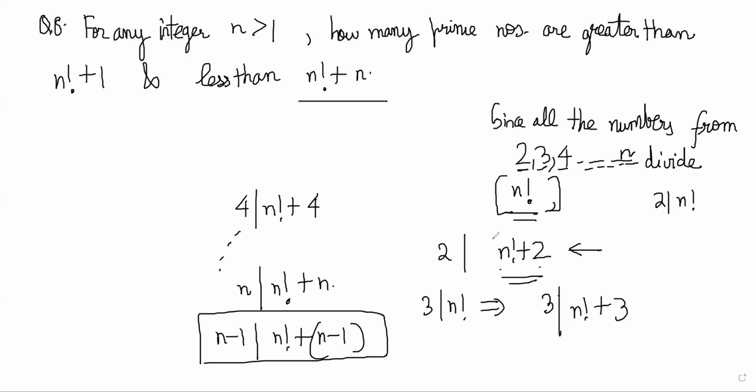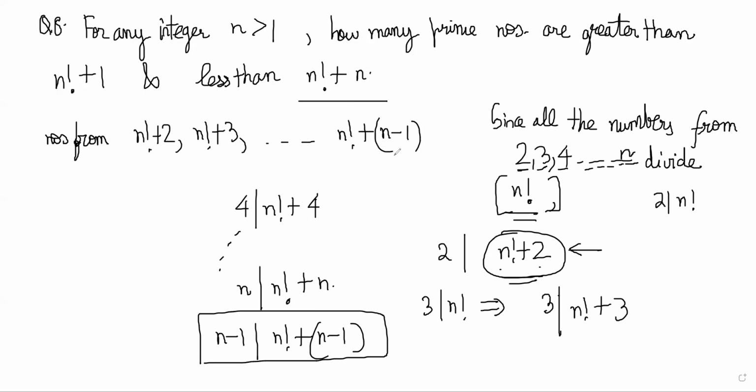That is true. So these things just tell us that the numbers from n factorial plus 2, n factorial plus 3 till n factorial plus n minus 1, all of these numbers have divisors which are not just 1. So basically 2 divides this, 3 divides this, n minus 1 divides this. And that is true because we know that n factorial is divisible by all of these numbers. So this is just basic.